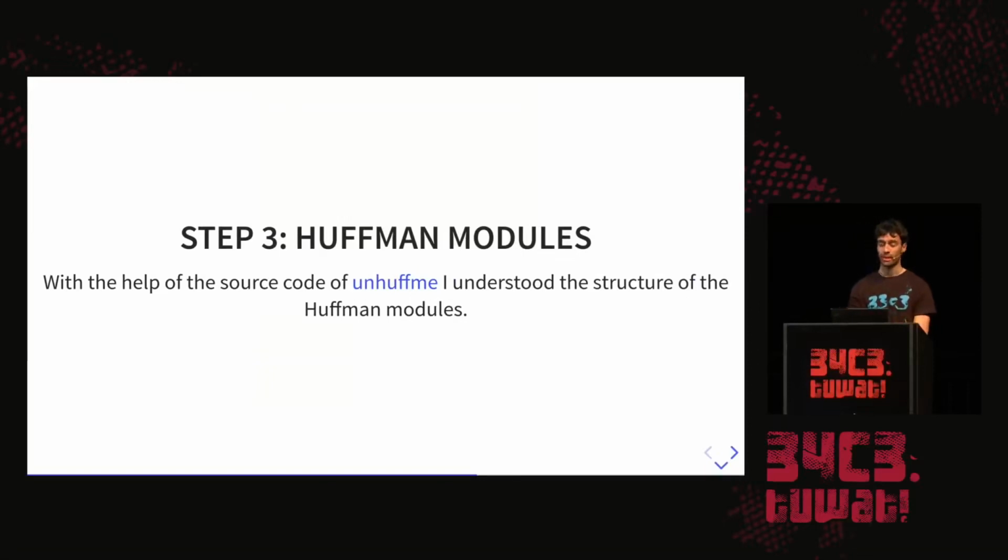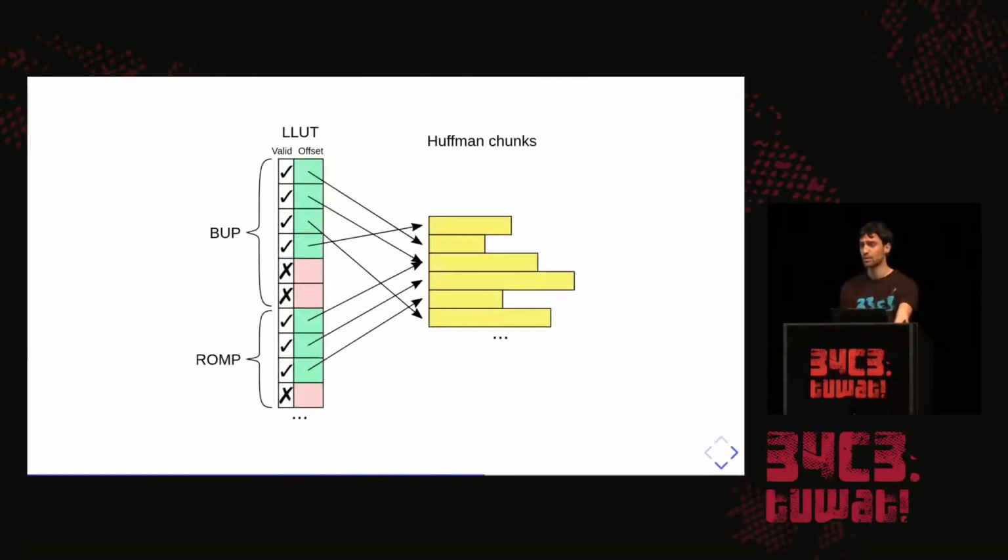The documentation online for the Huffman modules was very poor, so I relied on the source code of unhuffme, which is a decompressor for Intel ME Generation 2 Huffman modules. And I recovered the structure. So while the LZMA modules were just a single block of data from the offset to the offset plus the size, the Huffman compressed modules are fragmented.